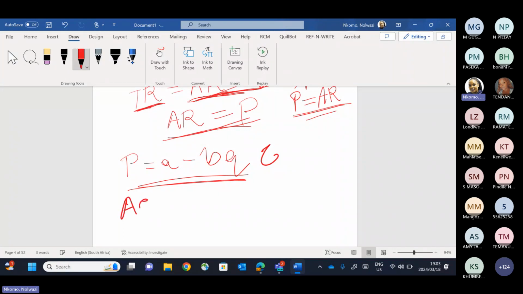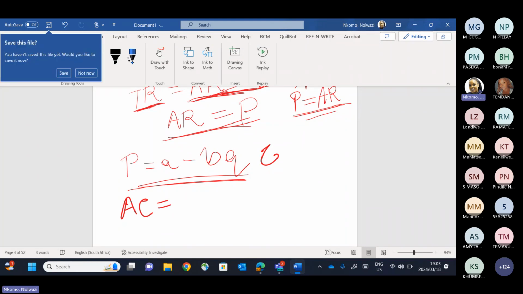Average cost. We said average cost is just the total amount of all the production cost divided by the quantity of the output produced. So this simply means we have the total cost divided by the quantity produced, and this is the average cost.